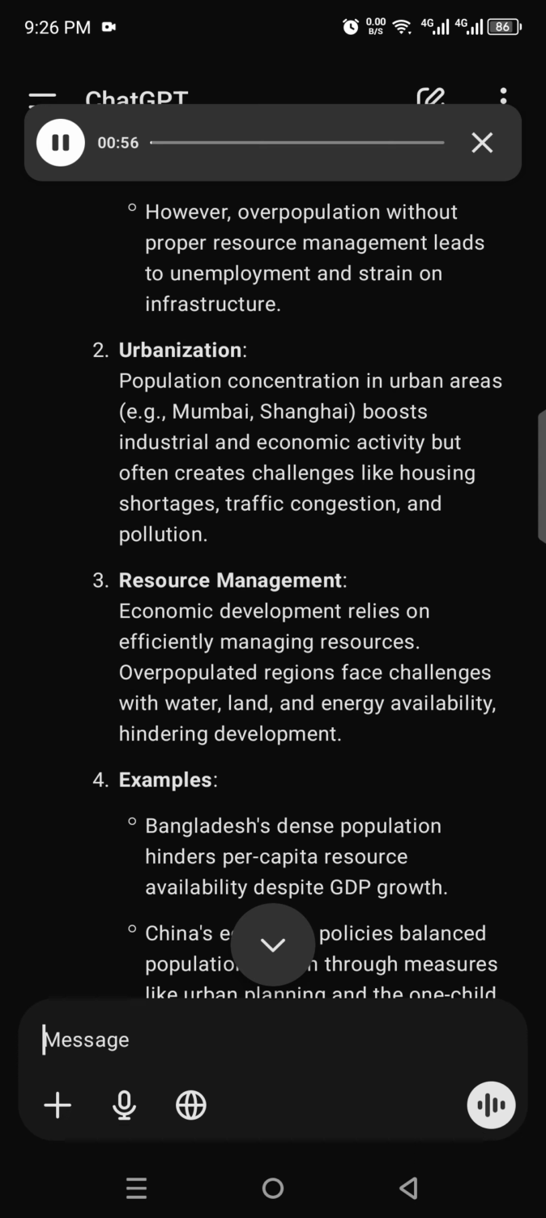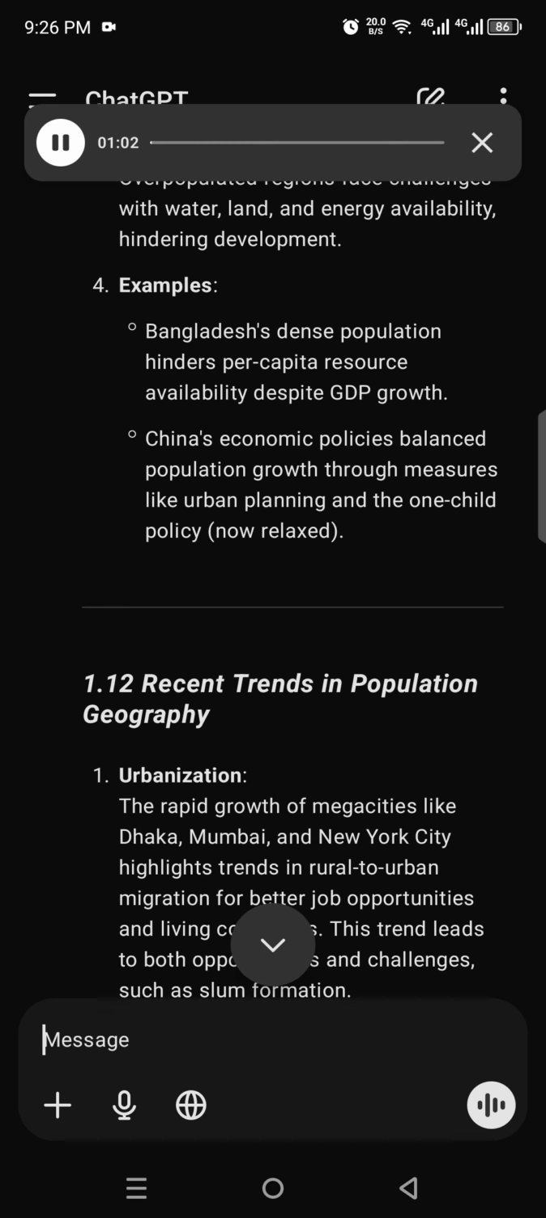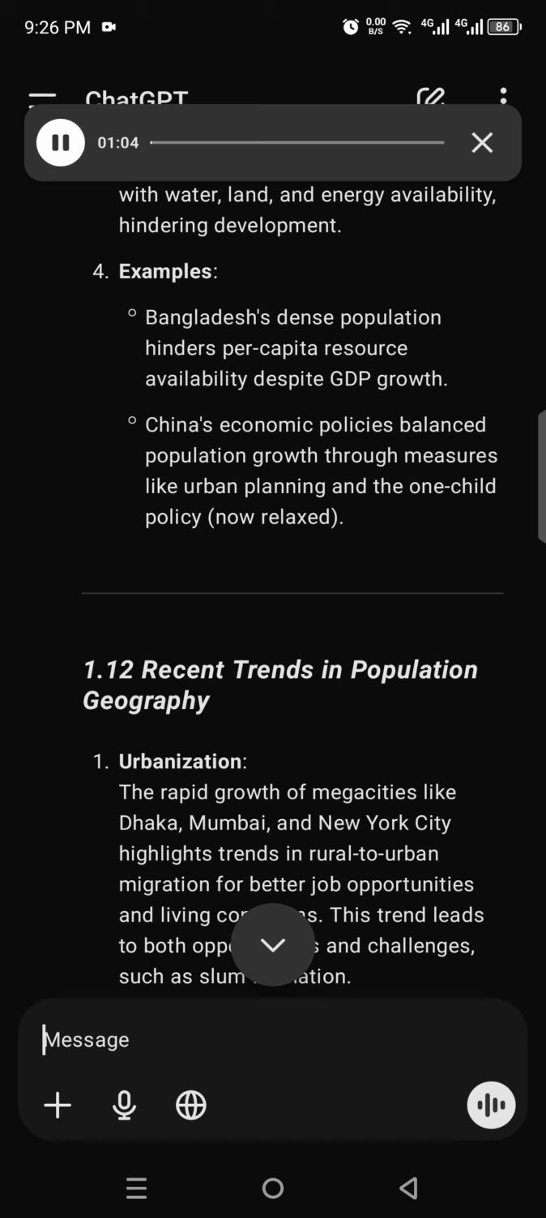4. Examples. Bangladesh's dense population hinders per capita resource availability despite GDP growth. China's economic policies balanced population growth through measures like urban planning and the one-child policy, now relaxed.